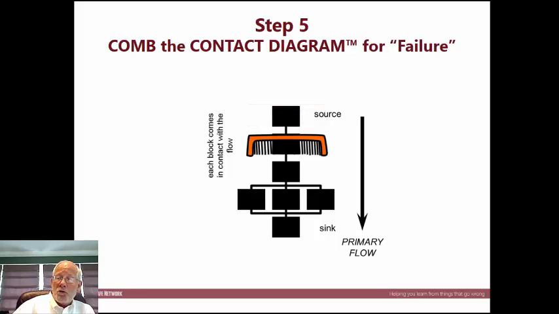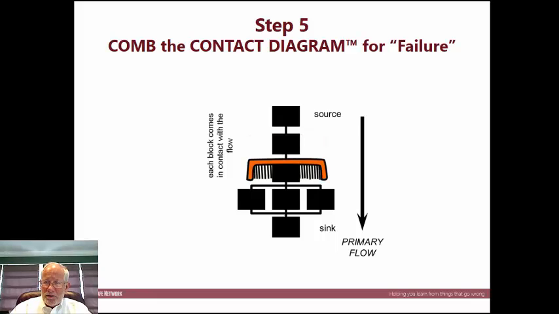And then we pull the comb down to the next element on the contact diagram. Does anything happen at this point that causes a loss of production? And at this point, you see how easy this is. It's because it's so focused. All kinds of things come out that not everybody will know about. Oh, individual people will know about them, but the whole group won't know about all these things. That's what makes this so valuable.